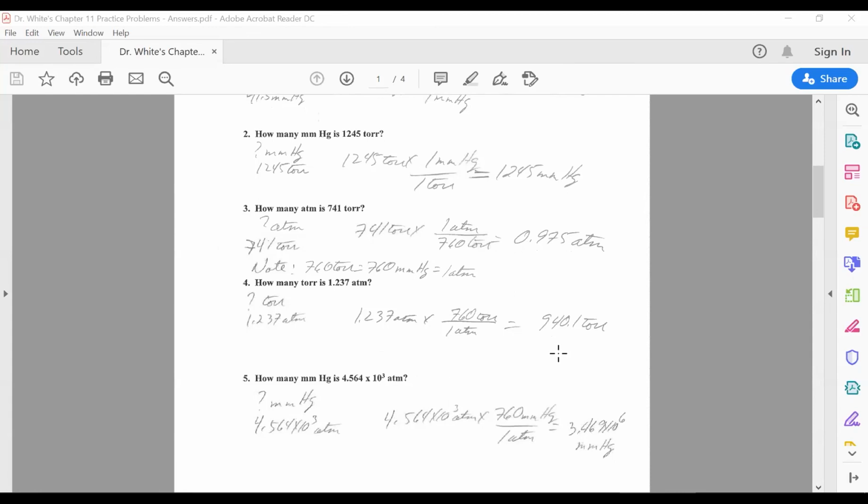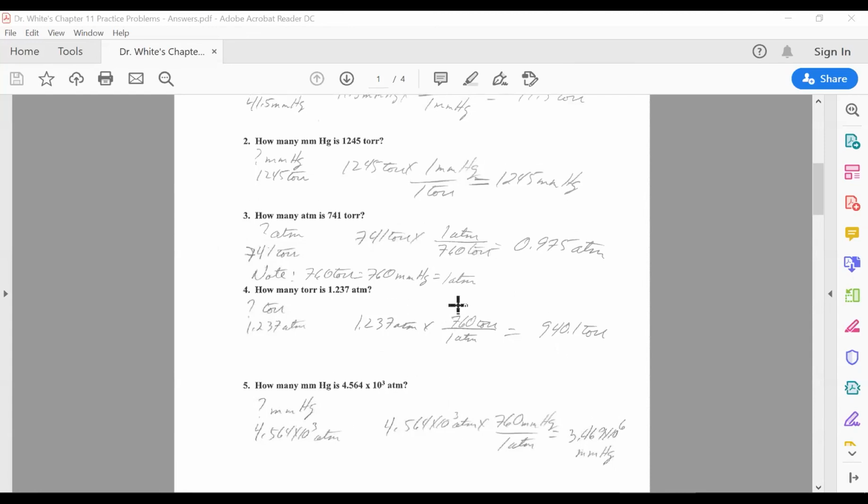You should know how to do these conversions and how to use 760 torr equals 760 millimeters of mercury equal 1 atmosphere.